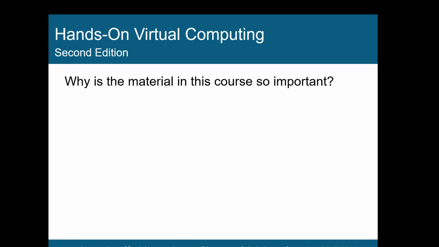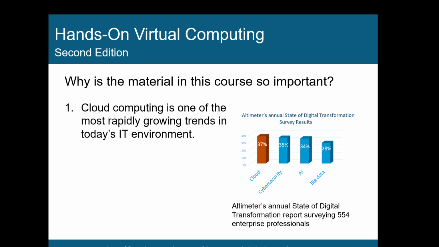So, why is the material in hands-on virtual computing so important? Well, cloud computing is one of the most rapidly growing trends in today's IT environment. And according to Altimeter's annual State of the Digital Transformation Report, which surveyed 550 some enterprise professionals, cloud computing was ranked first for 2019 priorities, as compared to cybersecurity, even AI and big data.